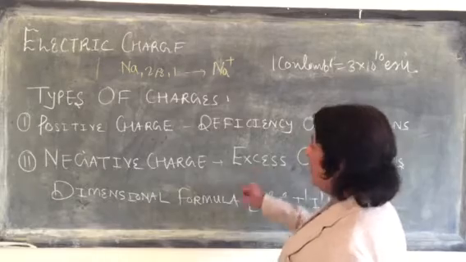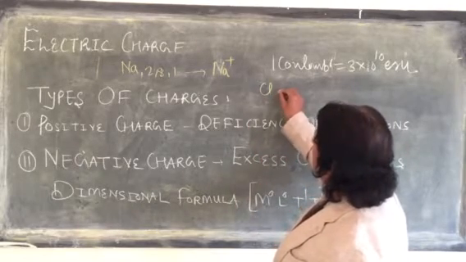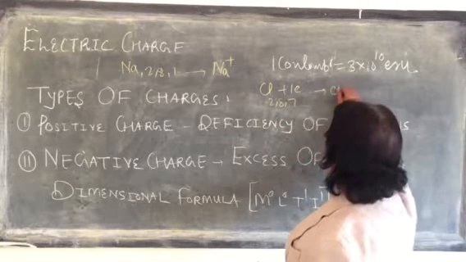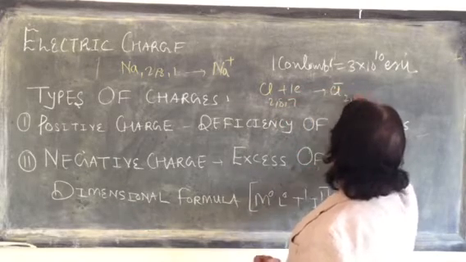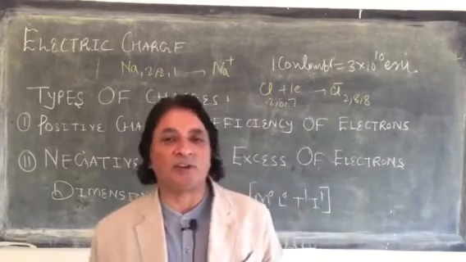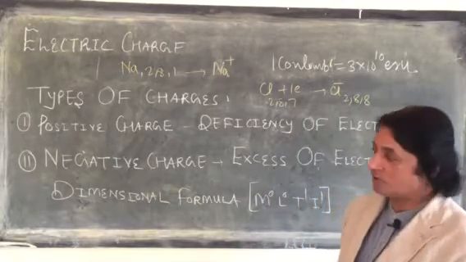You talk about chlorine, students. Chlorine gets one electron. It is 2, 8, 7. It becomes Cl minus, 2, 8, 8. So chlorine is negatively charged. It is excess of electrons as compared to protons.